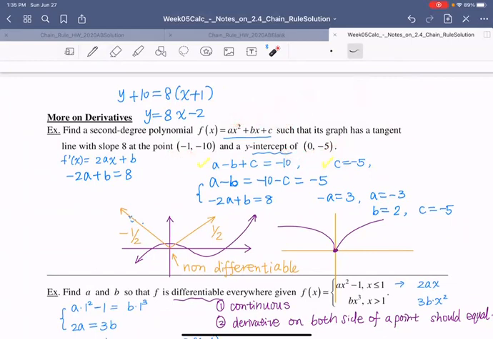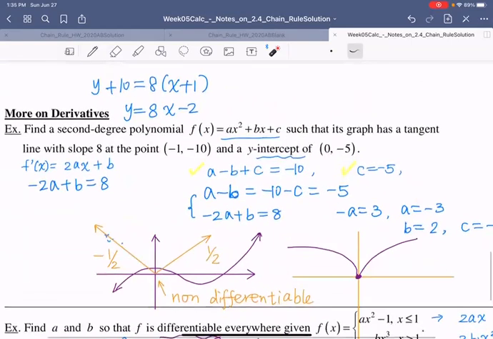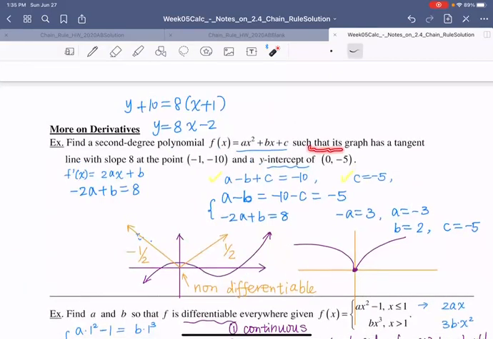Without calculus, this question is impossible. How do we do it? They said this guy has a tangent line with slope of 8. How do you get the tangent slope? You are going to do the f prime. F prime x will be A times 2x plus B. C is a constant, that's canceled. So f prime x equals 2ax plus b.